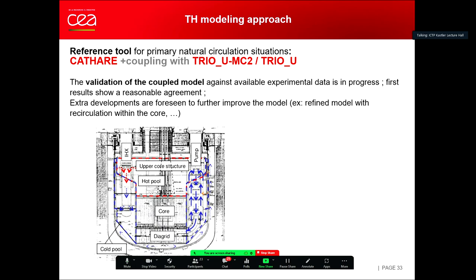We have a CATHARE code, which is, we have a CATHARE version for sodium. We use CATHARE also for lead-cooled reactors. There was some exchange with the lead heavy liquid metal community. And we also have locally a CFD model, TrioU, which is our reference. If it is necessary to have a better description in one place, we can have a local CFD. So we have a coupling between the system code and the CFD code in order to have a good description. So you can see, we have a team working on this item in Cadarache also.